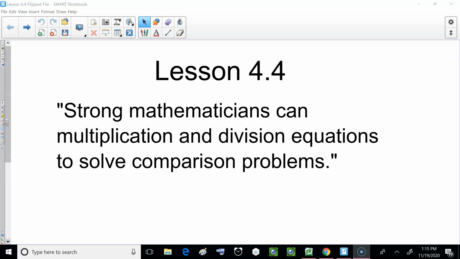Welcome, class, to lesson 4-4. Strong mathematicians can use multiplication and division equations to solve comparison problems. So get your notebook out right now, get your pencil, write down today's date, the lesson number, and let's get to work.